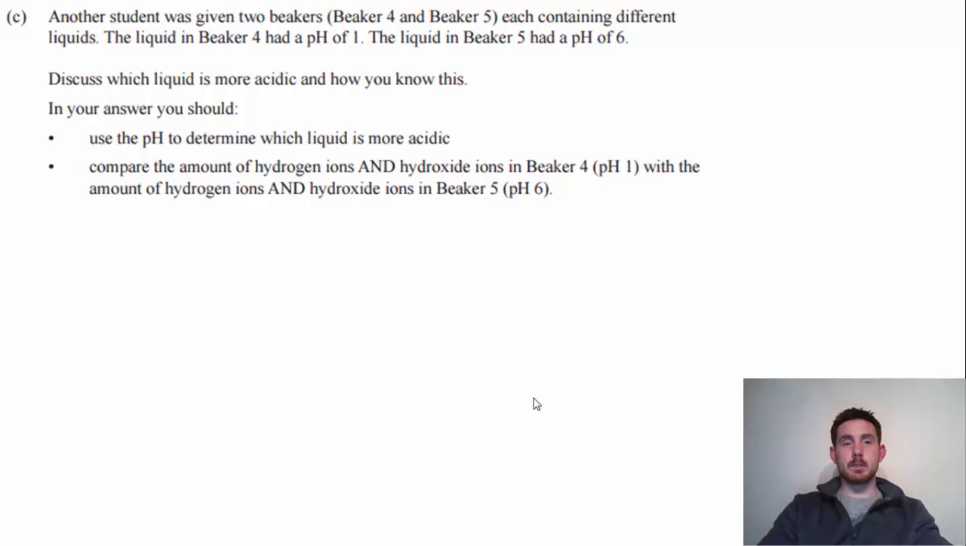So on to question 3C, and this is a classic question in the acids and bases exam, where you've got to relate the pH of solutions to the ions that are contained. So we're told that beaker 4 has a pH of 1, beaker 5 has a pH of 6. They're both acidic then, because they're both lower than 7 on the pH scale. And that means straight away that they must have a higher ratio of hydrogen ions than hydroxide ions.